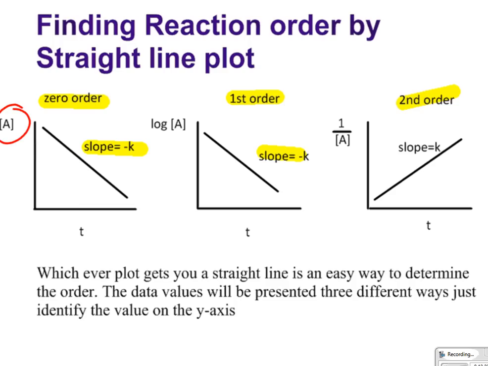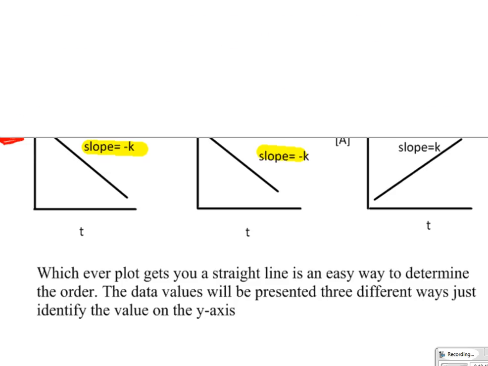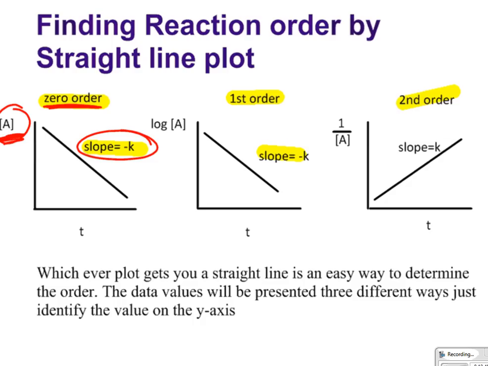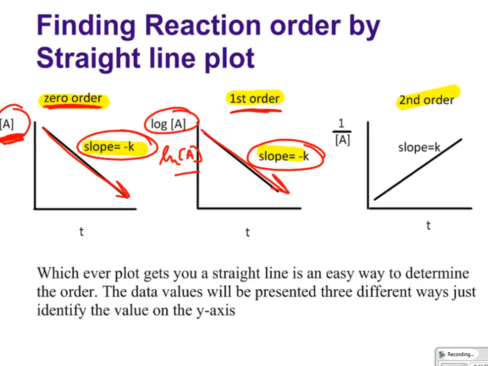So you can tell basically what the order of a reaction is based on its straight line plot. If I have A listed on this side, basically my slope of my reaction is equal to negative K, and I know it's a zero order. If I have log or natural log of A on my y-axis, I'm going to get a straight line that looks like that. My slope is equal to K. It is a first order reaction. Finally, if I have the inverse and I get a straight line plot, my slope is equal to K, and I will know it is a second order reaction.